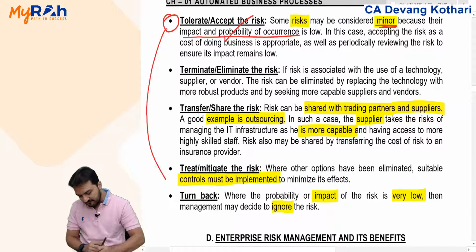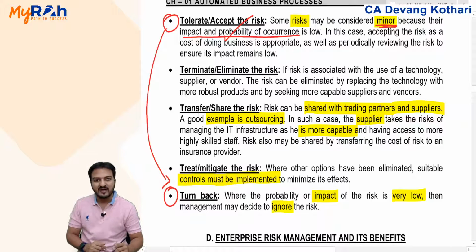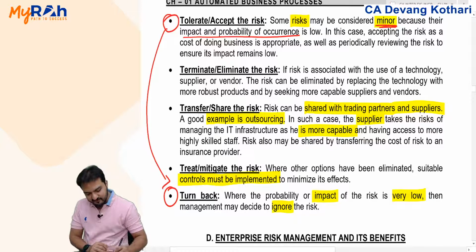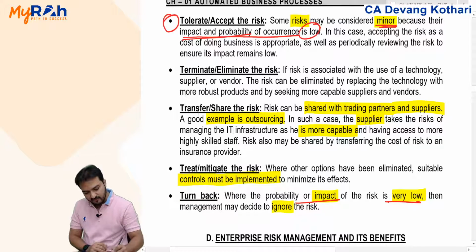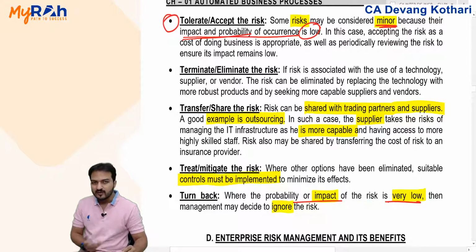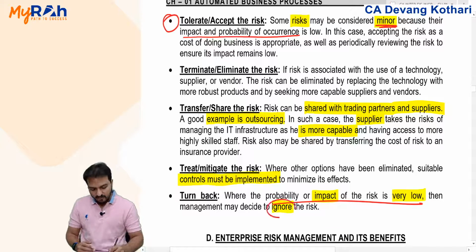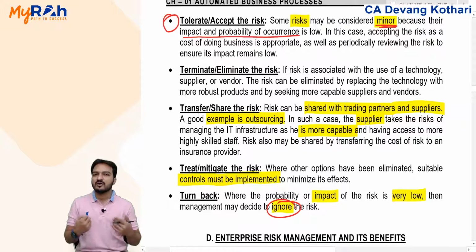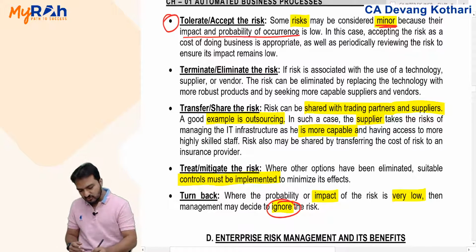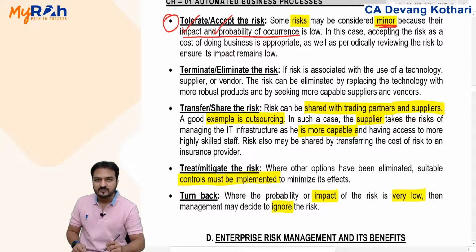Exactly the same is the last one, turn back. Turn back means when the risk probability or impact is very low. Look, impact and probability are low. In such a case, what will you do for this risk? Simple, do nothing, ignore the risk, do nothing. That is called turn back, or that can also be called tolerate the risk, accept the risk.